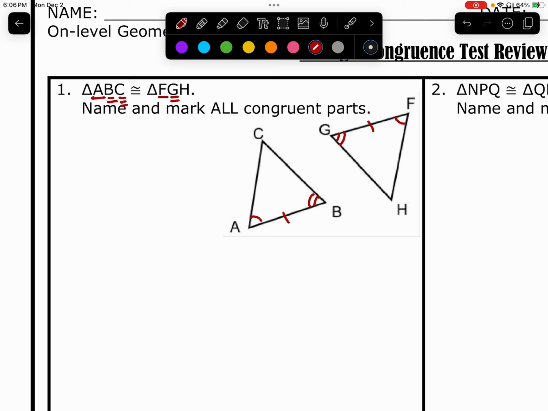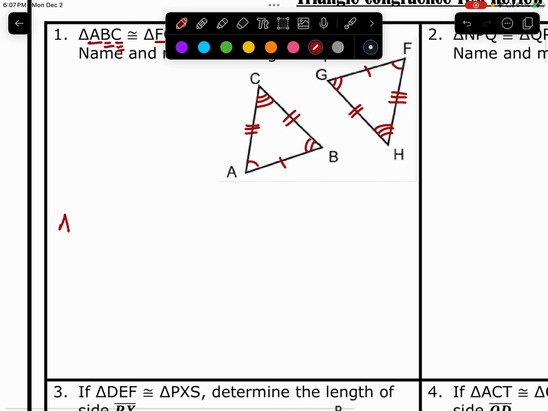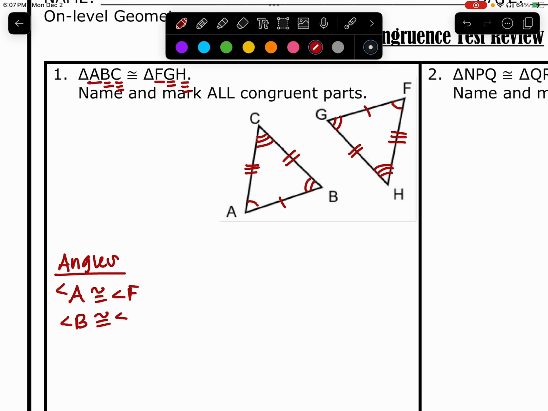And then C and H are congruent, which means these two and these two sides are also congruent. All right, so I went ahead and marked them all already. Let's go ahead and name them. We'll do the angles first. Angle A is congruent to angle F. Angle B is congruent to angle G. Angle C is congruent to angle H.